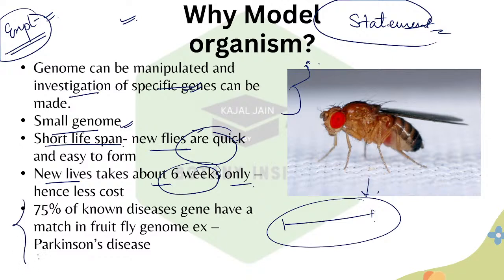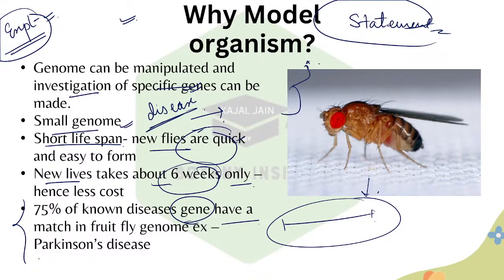And then the last point, very important, that we discussed initially as well. They have a very common genome. About 75% of the known diseases have a gene which matches with the fruit fly genome. So we can easily learn about a lot of diseases, and treatment identification, or learning the behavior of that particular disease, becomes very, very easy for the investigators. Remember, it's a very important concept.